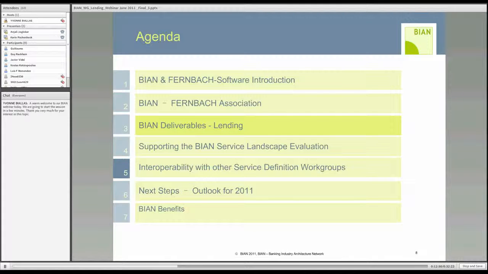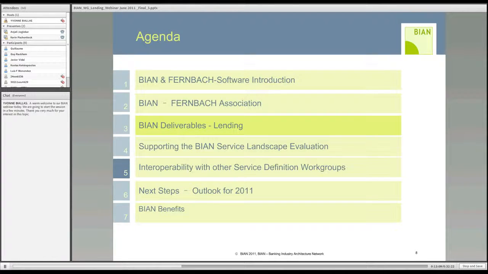Okay, so now moving further down in the agenda, now we'll speak in detail about the working group lending and the work that we have done so far and what is the work that we are going to take up in the next month.